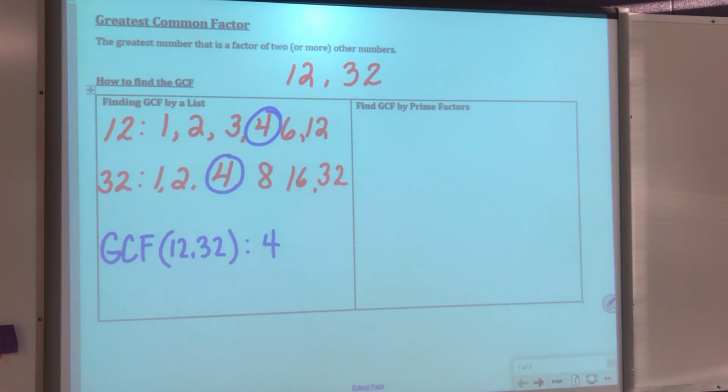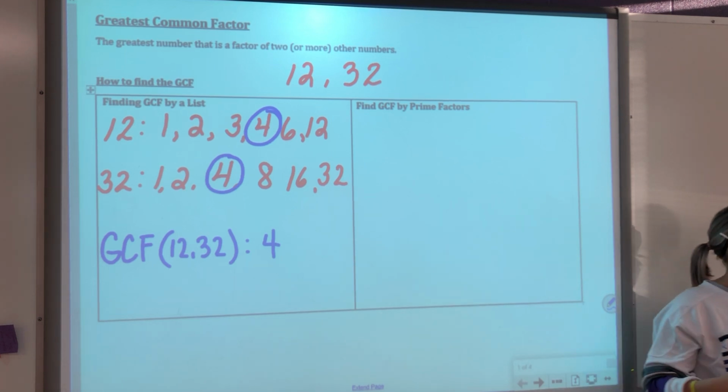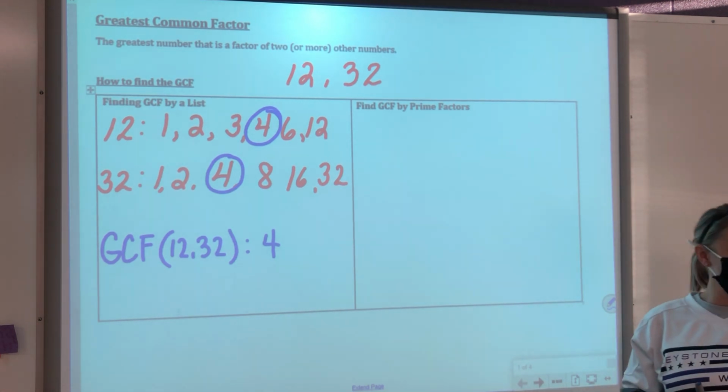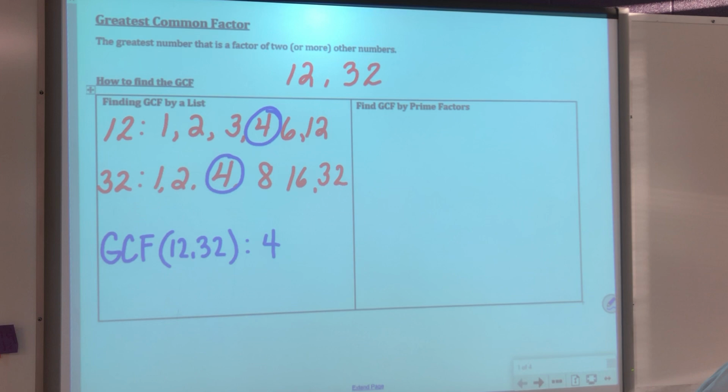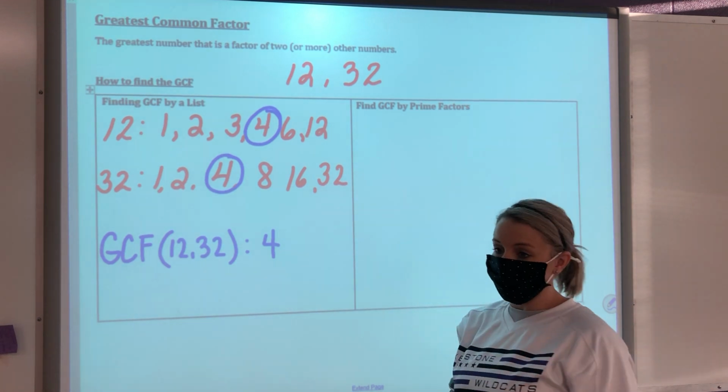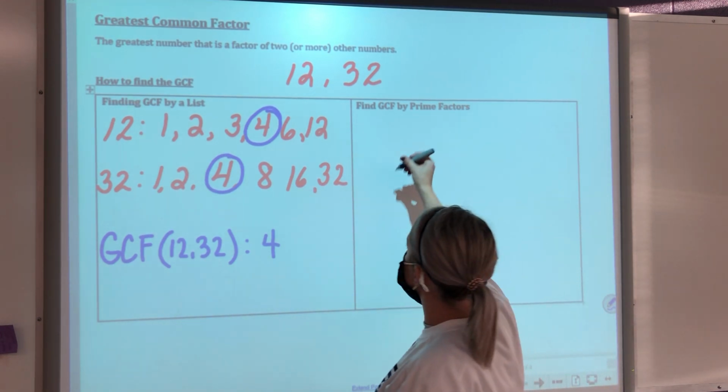Now, unfortunately, listing is not the best method when we move into monomials. When we move into bigger numbers, when we move into terms that have variables with them, how are you going to list? How are we going to list when we're talking about variables? You're not, right? So, find GCF by prime factors. We're going to look at factor trees.